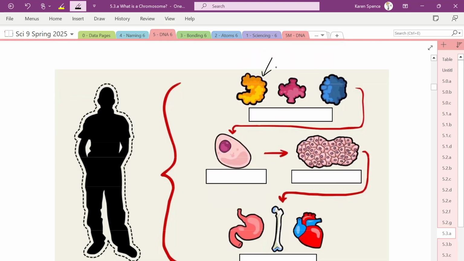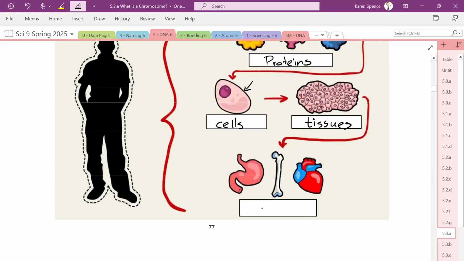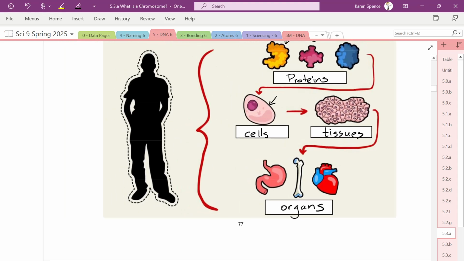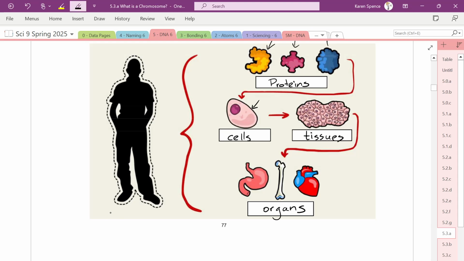All right. What are these things? Proteins. Proteins make up, what's that? Cells. Cells make up tissues. Tissues make up organs. And all together, the organs make up a living organism.